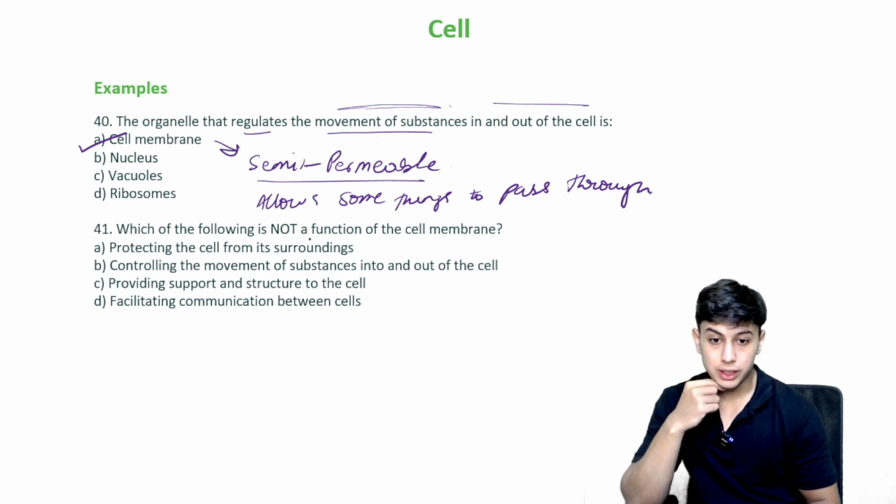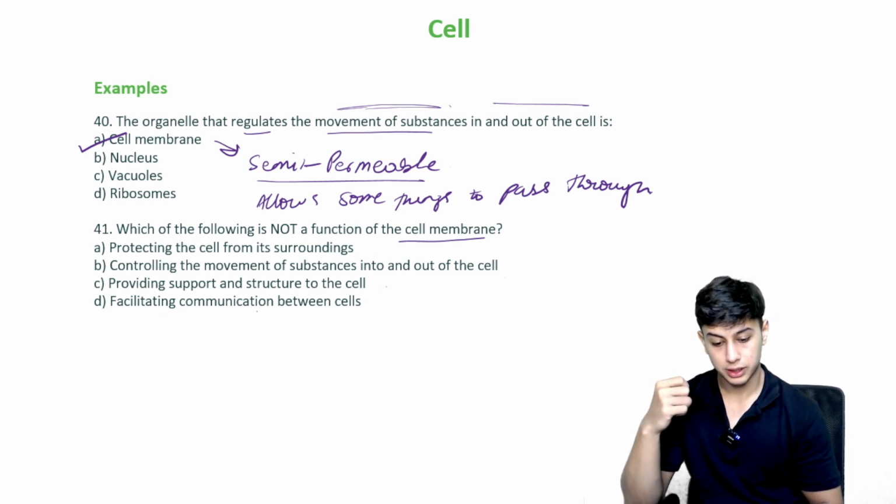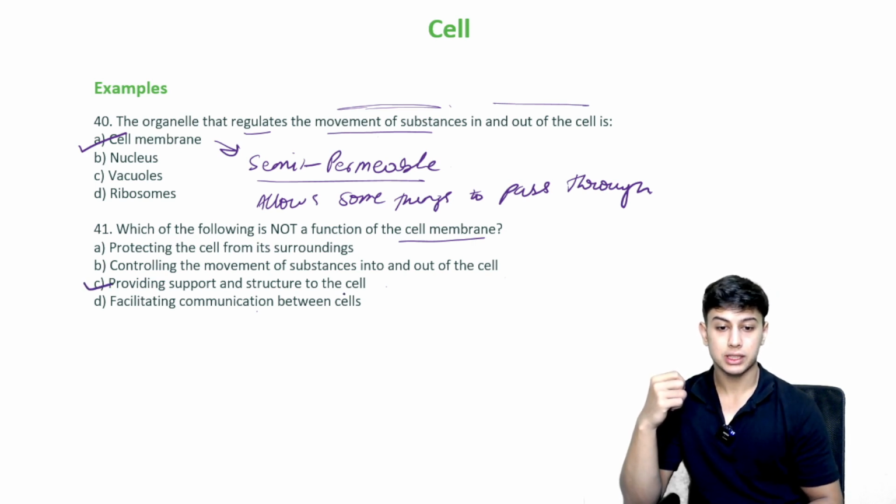Which of the following is not a function of the cell membrane? Protecting the cell from its surroundings, controlling the movement of substances into and out of the cell, providing support and structure to the cell, facilitating communication between the cells. So the correct option is option C, providing support and structure to the cell.